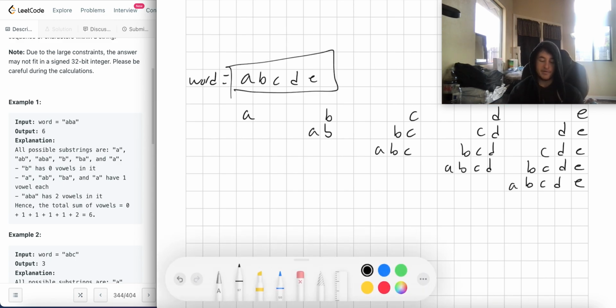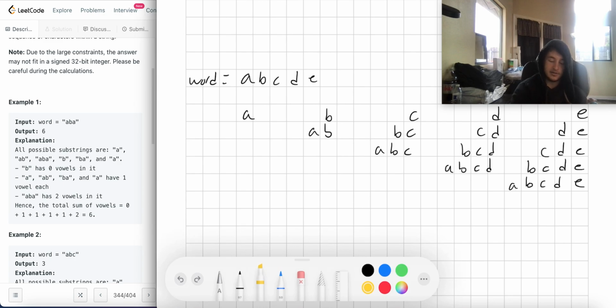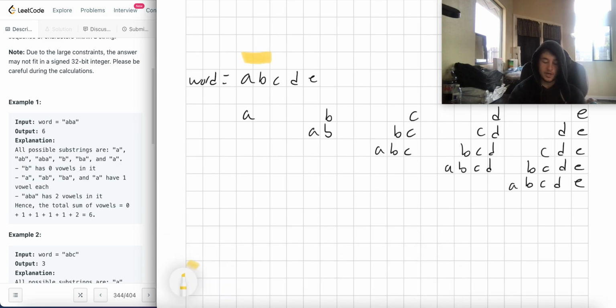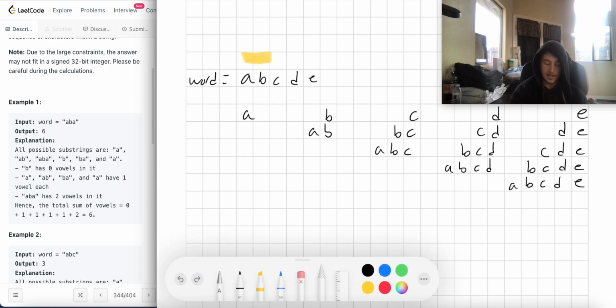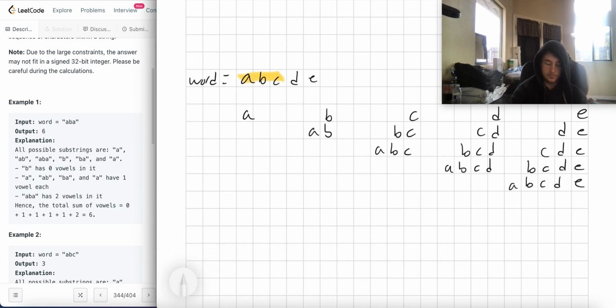And the easiest way to find those is just to have a sliding window. So I have a sliding window of size 1. I grab A, grab B, grab C, grab D, grab E. Then I have a sliding window of size 2. I grab AB, BC, CD, DE, and then a sliding window of size 3. I grab ABC, then BCD and CDE, and I just do that for each window size.